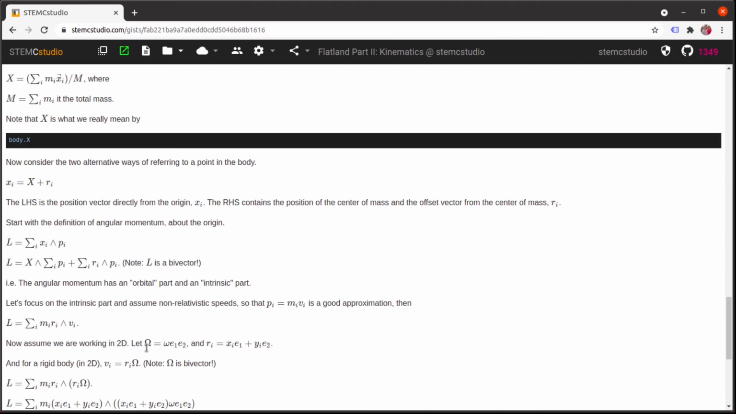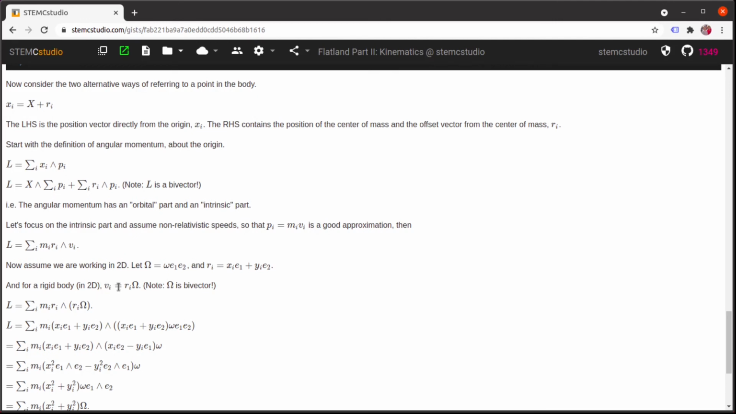So again, the angular velocity is omega e1 e2. And because we're working in the plane, the offset of a given mass point from the center of mass, big X, is just xi times e1 plus yi times e2. Okay, it's just a vector in the plane. And as we said, for a rigid body in 2D, we can write that the velocity is Ri times omega.